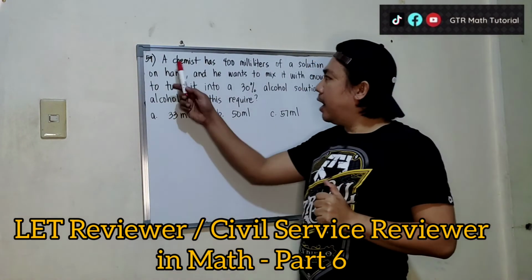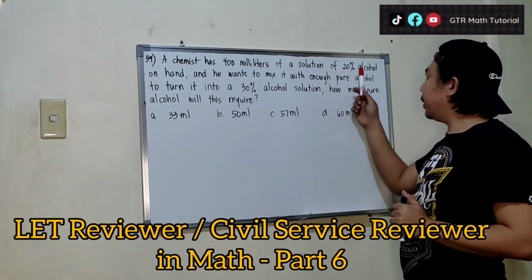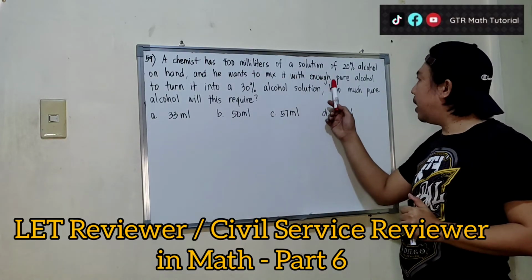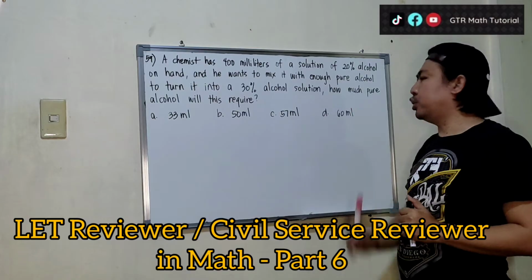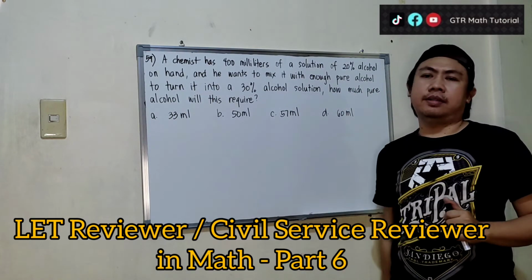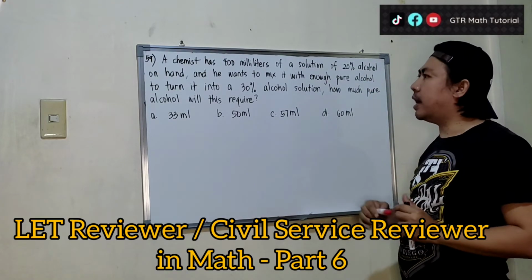Number 59. A chemist has 400 milliliters of a solution of 20% alcohol on hand, and he wants to mix it with enough pure alcohol to turn it into a 30% alcohol solution. So how much pure alcohol will this require? So choices, we have 33 ml, 50 ml, 57 ml, and 60 ml.